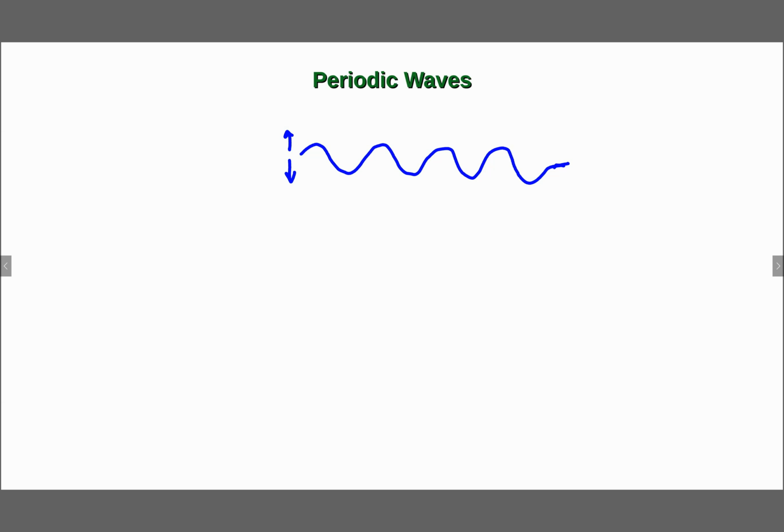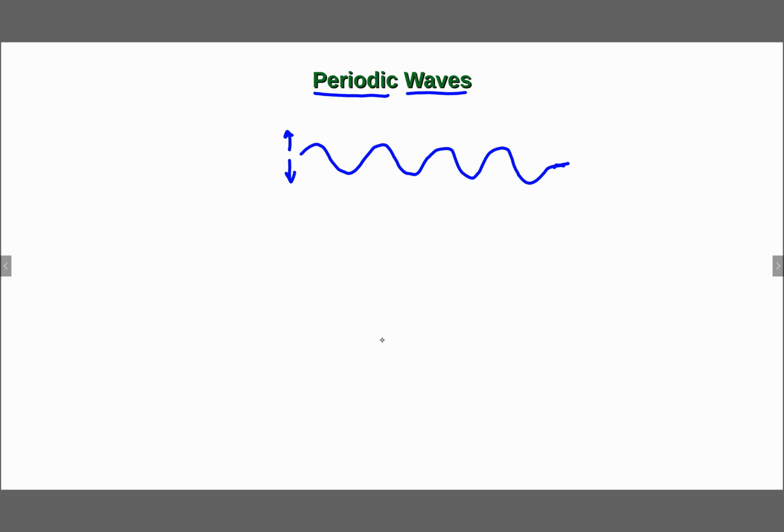We call these periodic waves. Just like our periodic motion was the same motion repeated over and over again, a periodic wave is just repeating that same wave over and over again. And what I get is waves with some given frequency, okay? So we have some number of waves per second, all right?